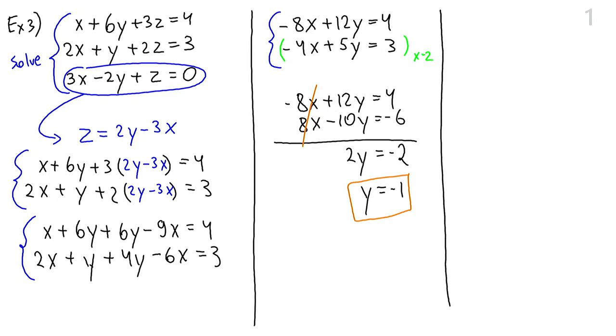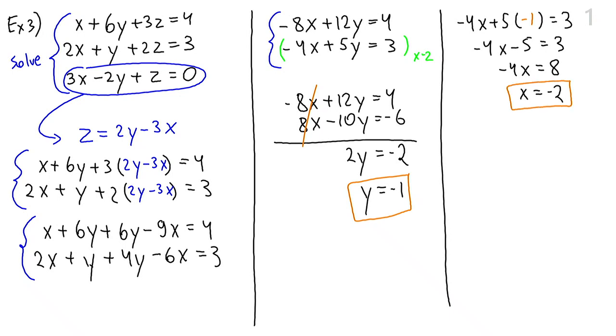We figure out the x by choosing any equation with an x in it. So negative 4x plus 5y equals 3, but we know y is now negative 1. So this becomes negative 4x minus 5 equals 3. So negative 4x equals 8. x equals negative 2. This is another entry in our 3 tuple.